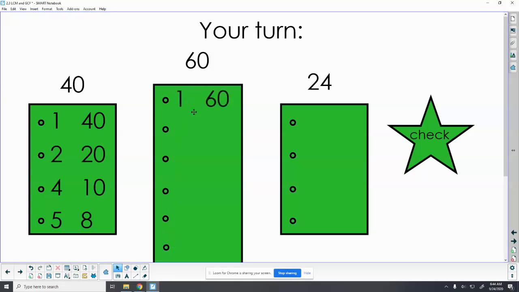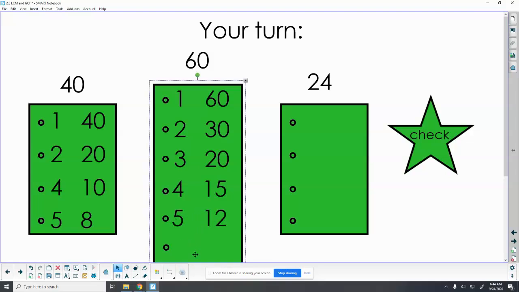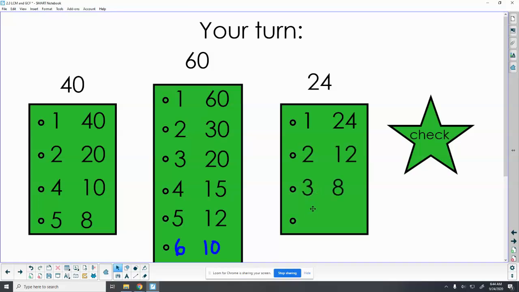So 1 and 60, 2 and 30, 3 and 20, 4 and 15. That's one a lot of people usually forget. 5 and 12, and 6 and 10. Hey, 24 has 1 and 24, 2 and 12, 3 and 8, 4 and 6.